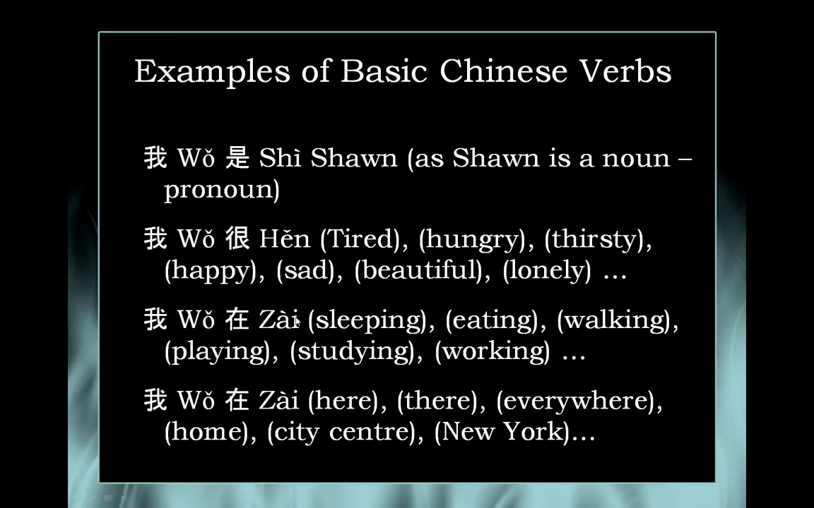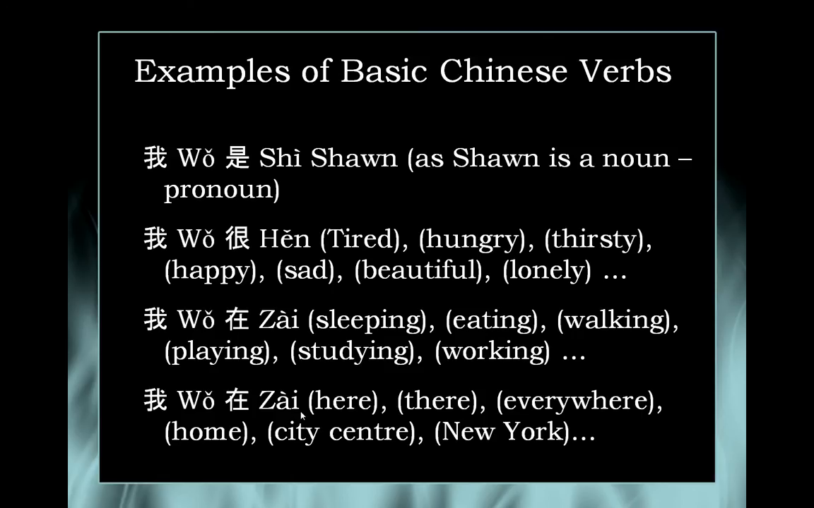And 在 is used for verbs. So sleeping, eating, walking, playing, studying, working. There are heaps of verbs that you could use. So for whatever verb you're using, it will be 我在 to mean I am doing that thing. So 是 for noun, 很 for adjectives, 在 for verbs. And finally, if you're in a certain place, in a location, you'll also use 在.